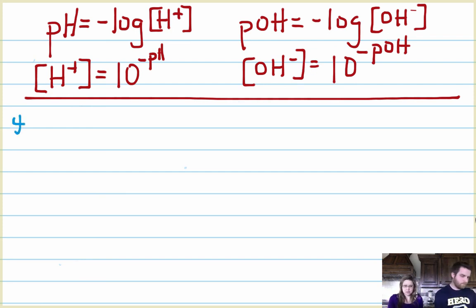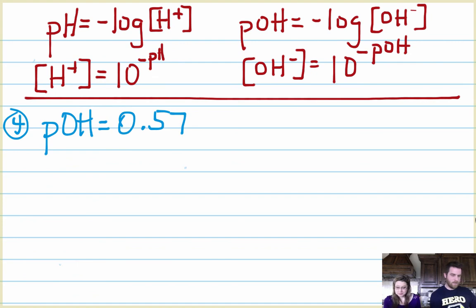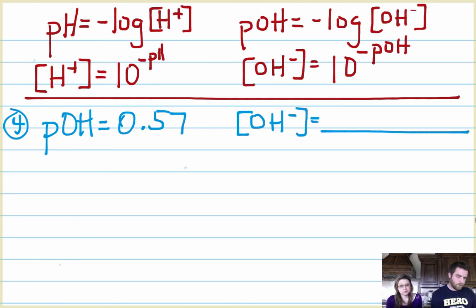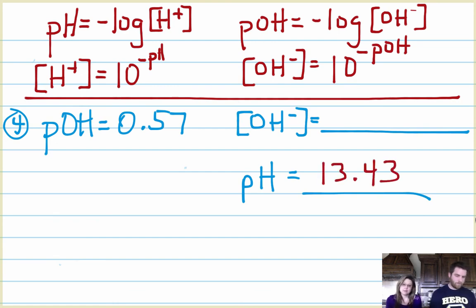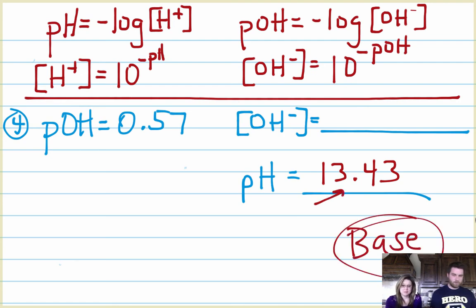Okay, pOH of 0.57. And what am I trying to find? We are trying to find the hydroxide ion concentration and the pH. Again, the pH I should do first. Super easy. Subtract 0.57 from 14, and I get 13.43. So this is going to be a base, because that 13.43 right there is totally basic.